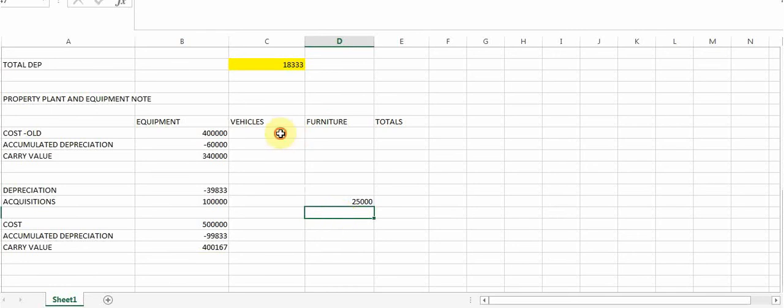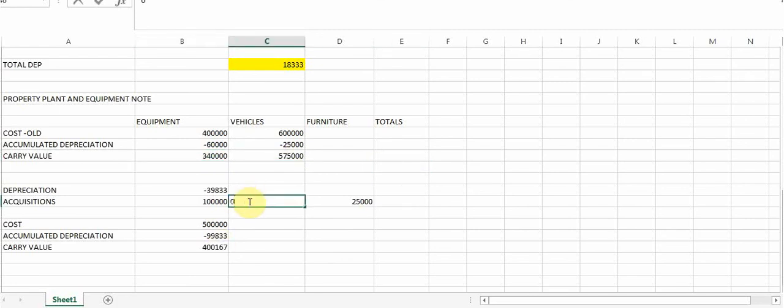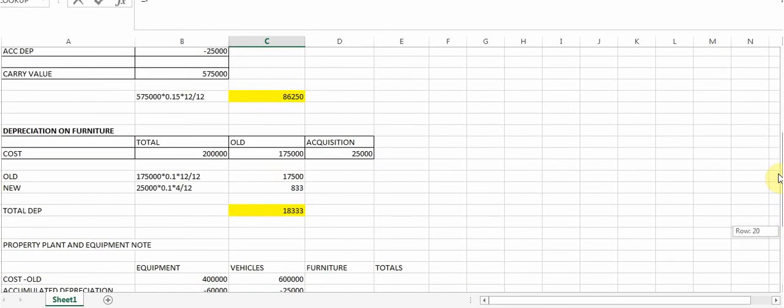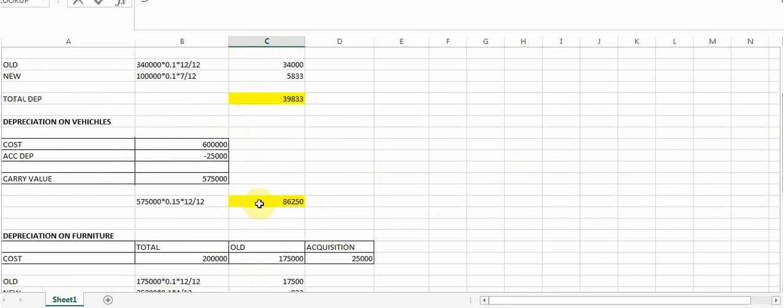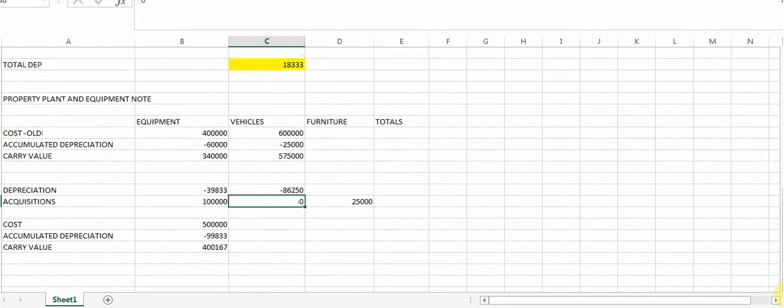I am then at vehicles. Vehicles was the easier one. There was no acquisition, so I'm just going to say 600,000 minus 25,000. That gives me a carry value in this instance of 575. I had zero acquisitions, and I did calculate my depreciation. So I'm going to go to my calculations. Depreciation was 86,250. I'm going to indicate it there.